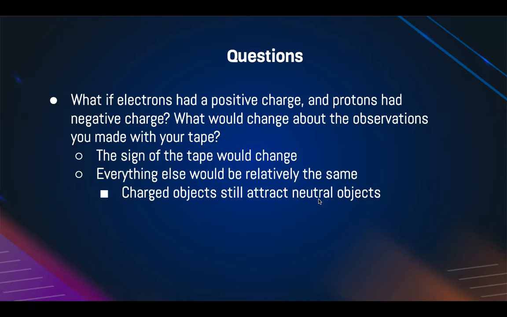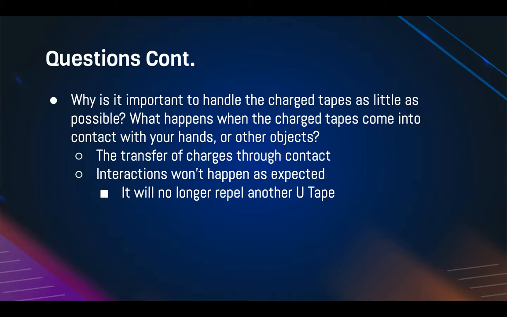So what if electrons had a positive charge and protons had negative charge? The sign of the tape would change, but everything else would be relatively the same since all the signs are reversed. So charged objects still attract neutral objects, and the U tapes would still repel each other. So the laws of physics aren't broken.